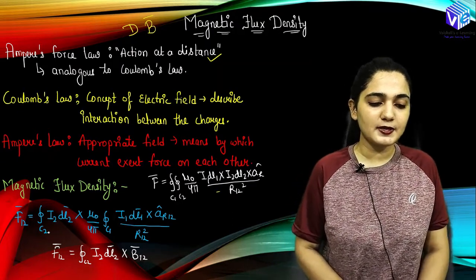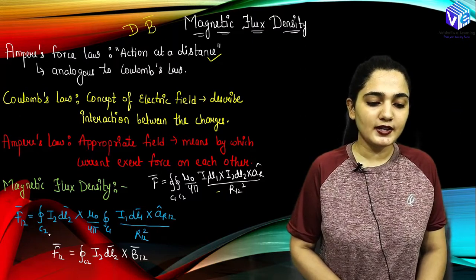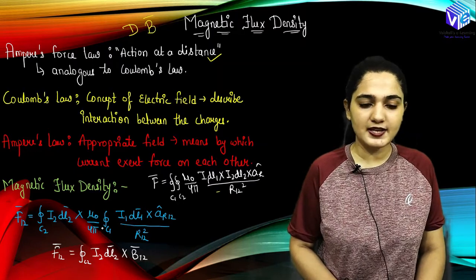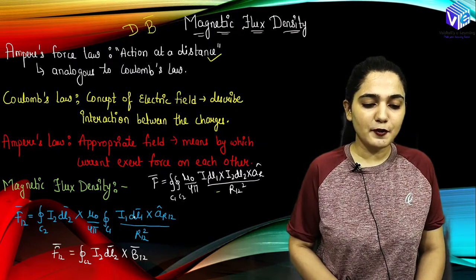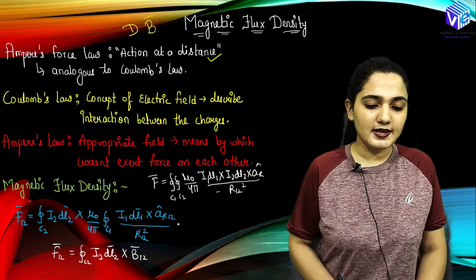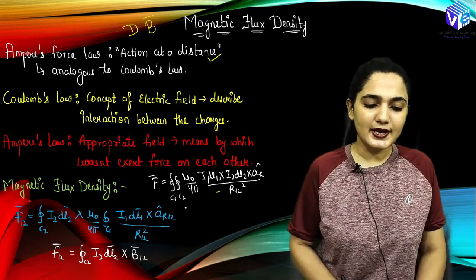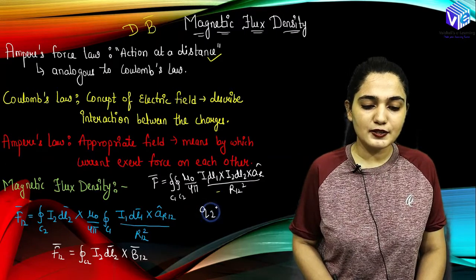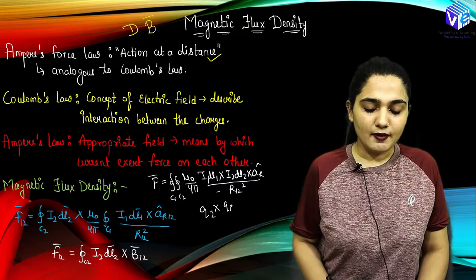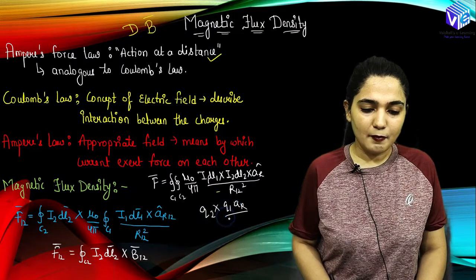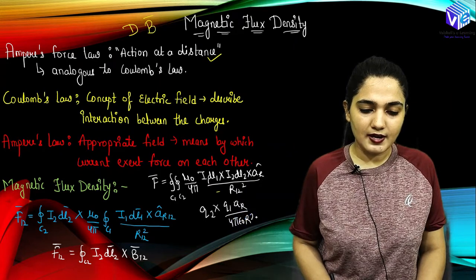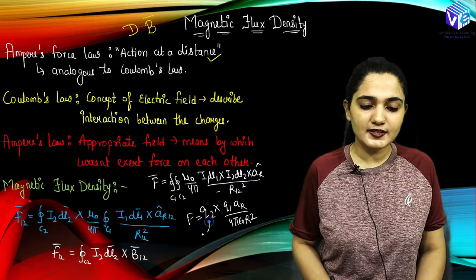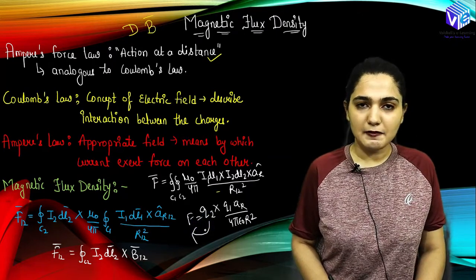So F12 can be represented as the integration over the contour C2 of I2 dl2 cross mu naught upon 4 pi, which is a constant and can be taken outside the integration, cross I1 dl1 cross AR12 upon R12 square. Like in electrostatics, I can represent the force as Q2 into Q1 AR upon 4 pi epsilon naught R square. This was my force in electrostatics. If I take this Q2 into the denominator, I will get the electric field.